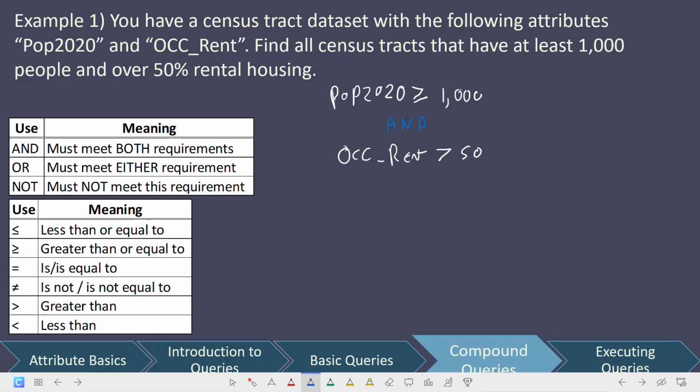Okay, so in this case, in order for it to be selected, it has to meet both. Just to make this abundantly clear, because of the and, it must meet both requirements.